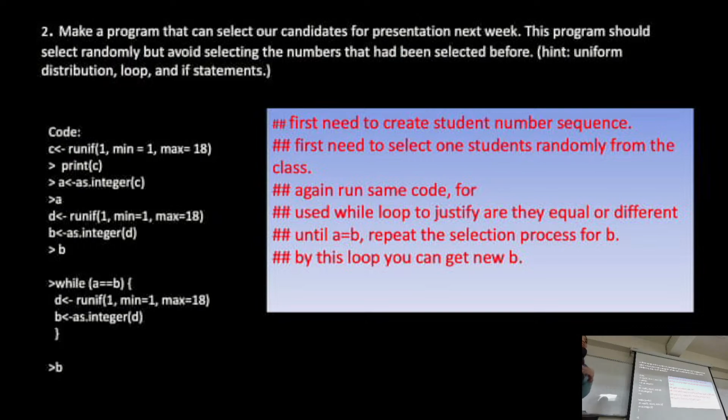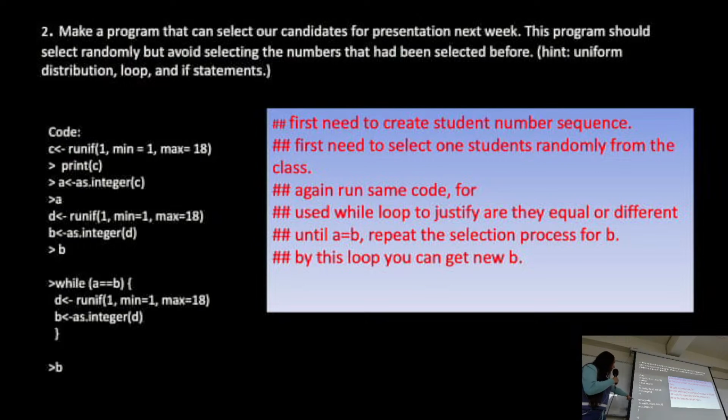I decided that my class will have 18 students, and then I just print the C, and then I put that in another vector A. So first I choose a student, and the student number will be fixed. Now I am deciding to choose another student, so I run the same code with a different vector. The second student will be B. But I am not sure whether B and A are the same or different.